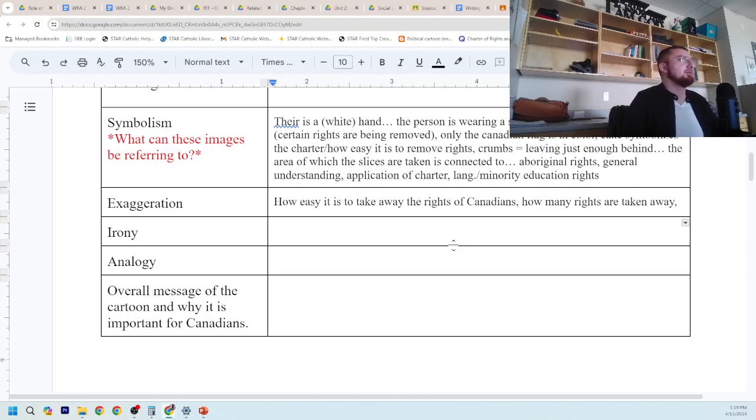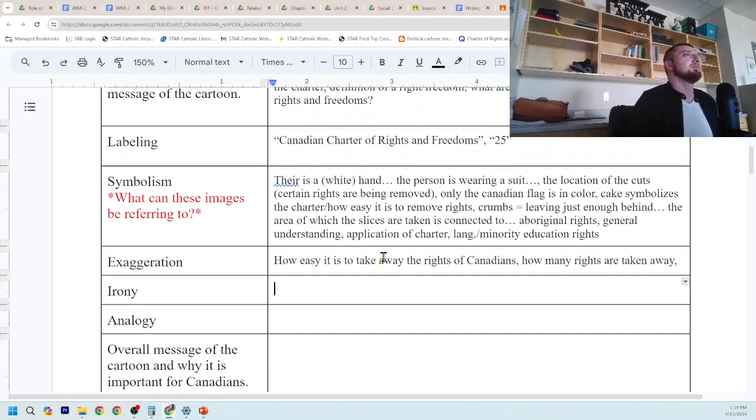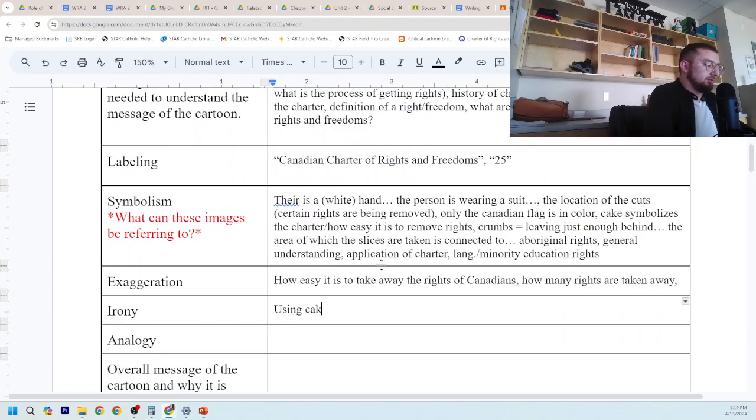Okay, what's ironic about this? Thank you. What's some of the irony in this source? Anyone? Any takers? What's up? Right, it's ironic. Hey, I thought we really had rights, but according to this artist, we don't. Because it's easy as cake to take it away. Like a piece of cake, right? That's how easy it is to get rid of our rights in Canada. Like a piece of cake.